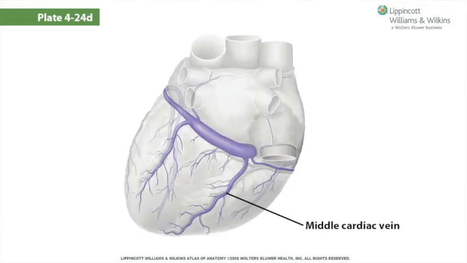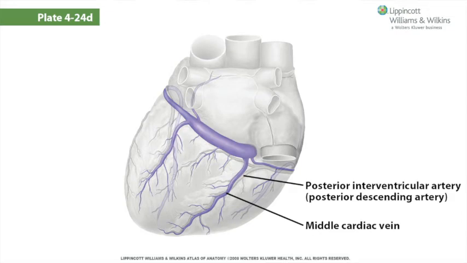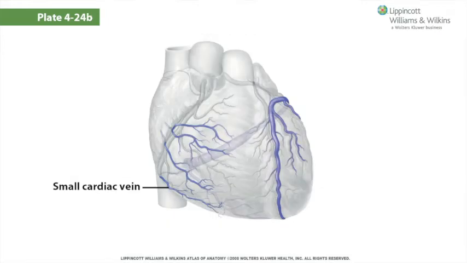The middle cardiac vein runs in the posterior interventricular groove alongside the posterior interventricular artery. Clinically, the posterior interventricular artery is most often referred to as the posterior descending artery, or PDA. The small cardiac vein runs in parallel with the right marginal branch of the right coronary artery. Together, these veins drain the area of the heart supplied by the right coronary artery.